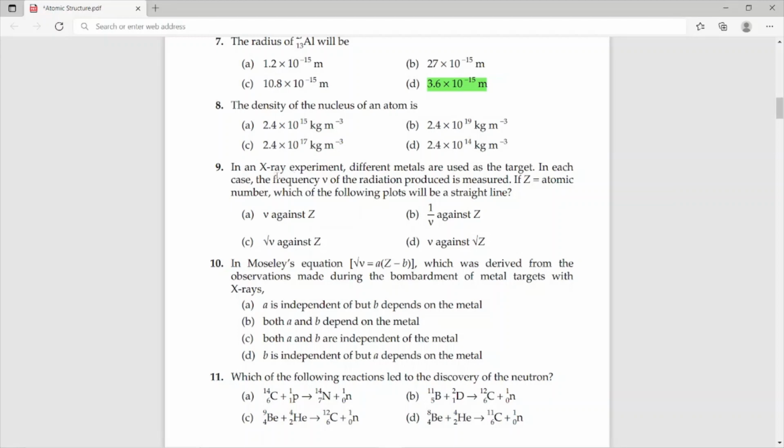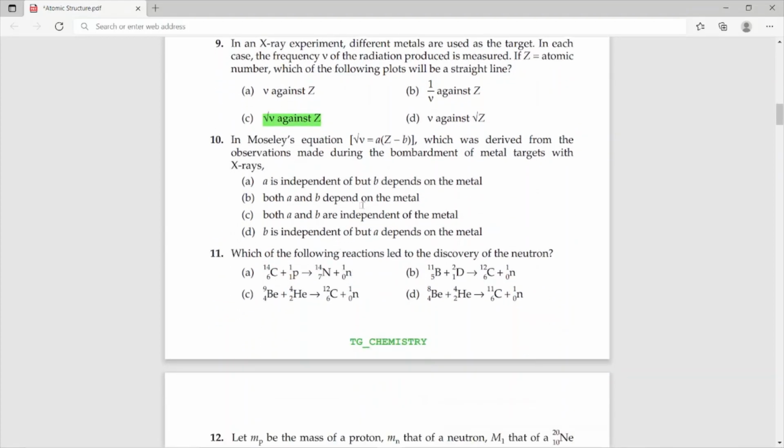The next is: in an X-ray experiment, different metals are used as target. In each case, the frequency nu of the radiation produced is measured. If Z is the atomic number, which of the following plots will be a straight line? There are 4 options, each leading to a plot, and which of them will correspond to a straight line? The right answer is the root of the frequency nu against the atomic number Z. That is option C.